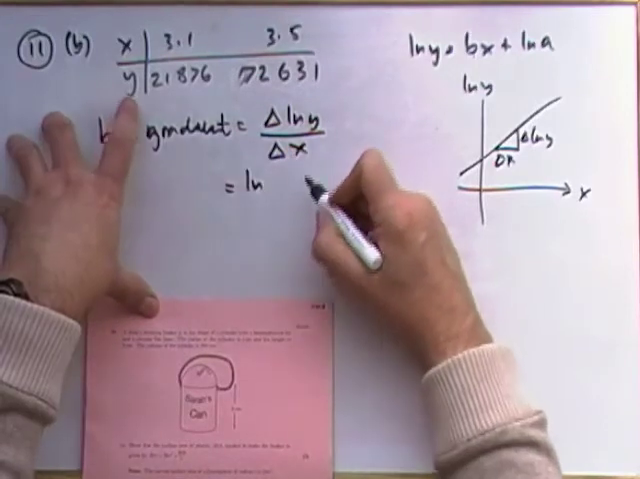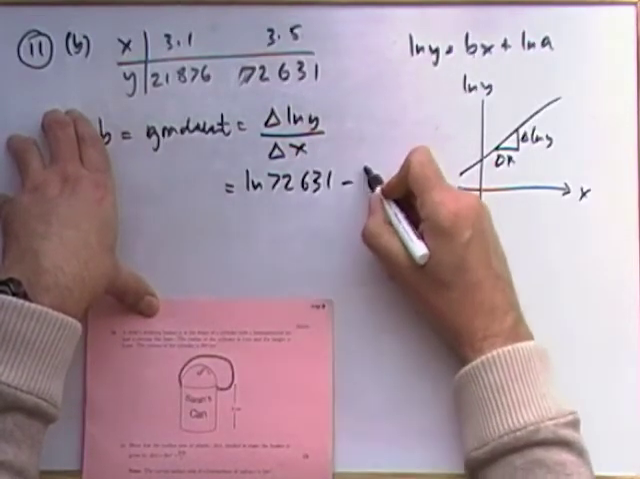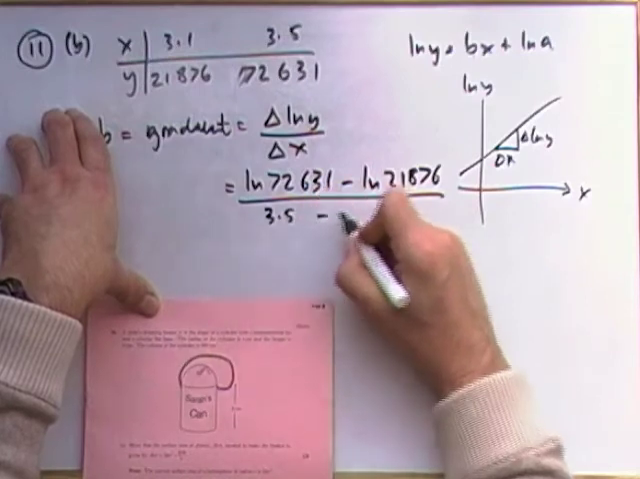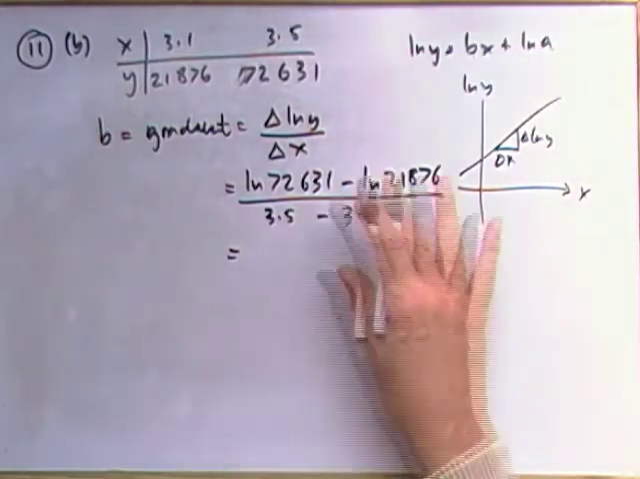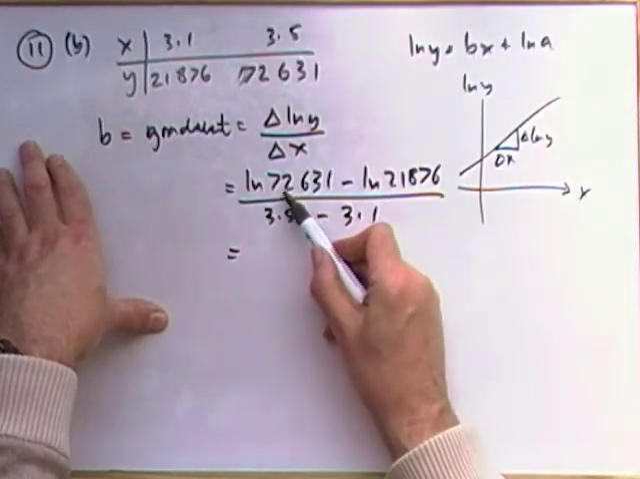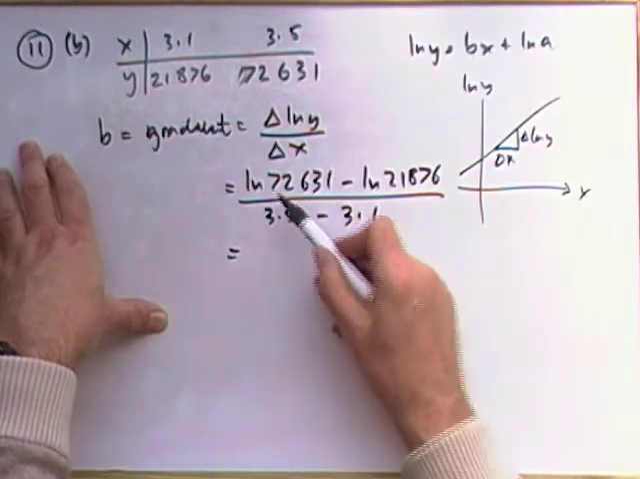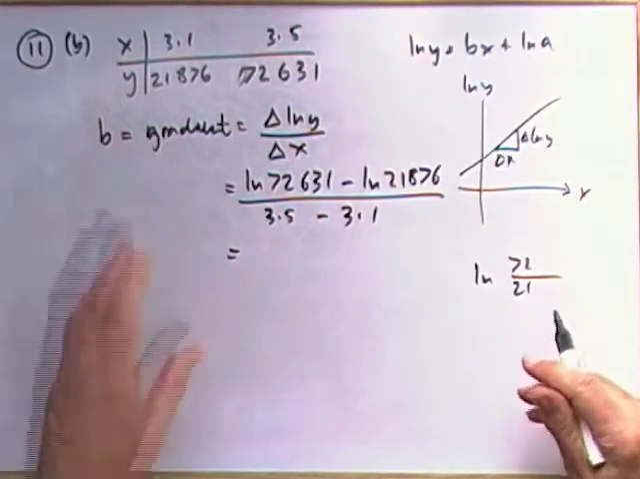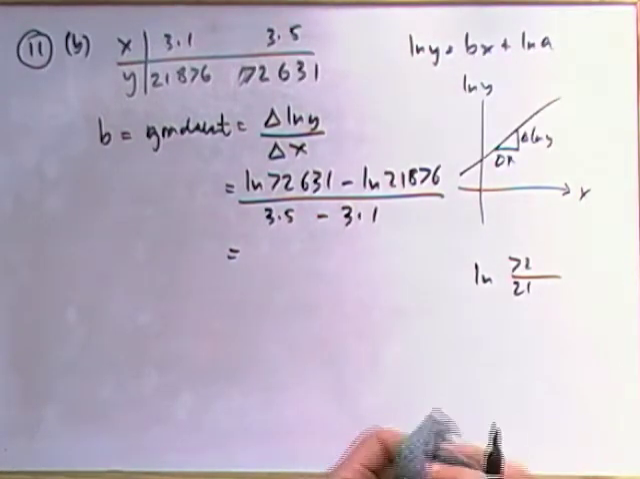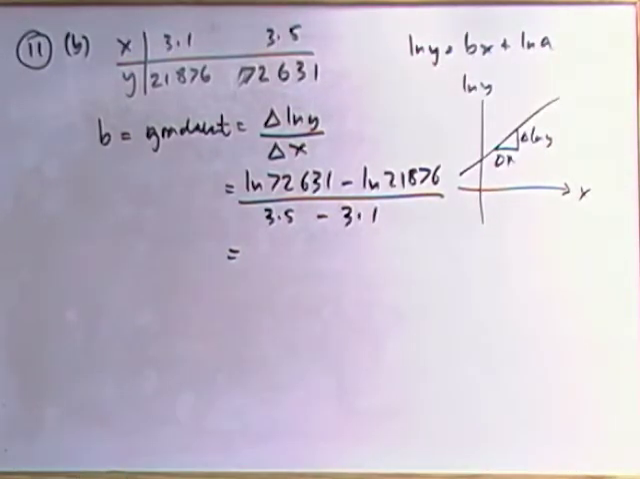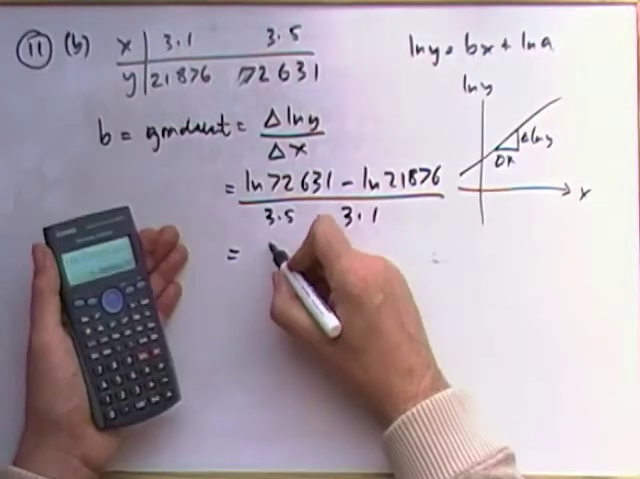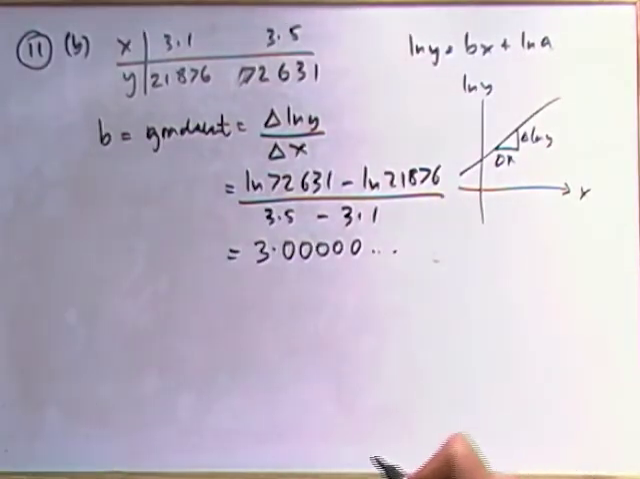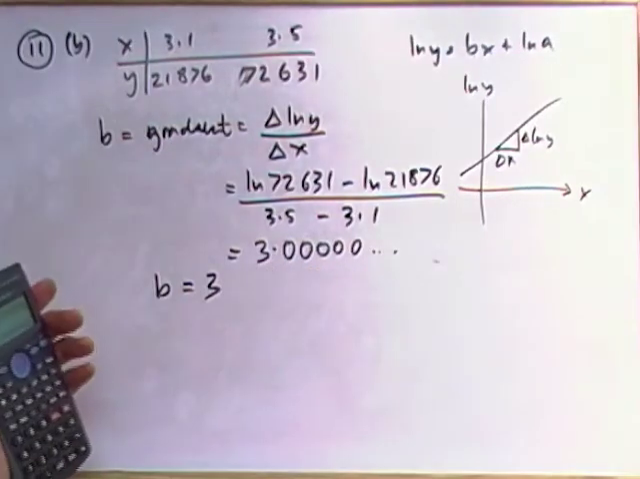So that would be ln 72631 minus ln 21876 over the difference in x, 3.5 minus 3.1. And then you could just type that in, or you could say, well, ln 72 etc minus ln 21 etc is the same as the ln of the 72 etc over the 21, and then do a single logarithm. But I don't know if there's any advantage to do that, because you're going to have to use logarithms anyway. So it's just a case of typing that lot in. So it's top in brackets, bottom in brackets, click to click, and it comes to 3.0000 blah blah. Well, there's a 4 actually, which means fairly confident that B equals 3.